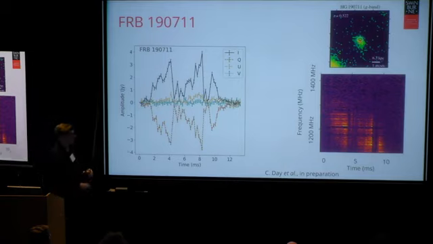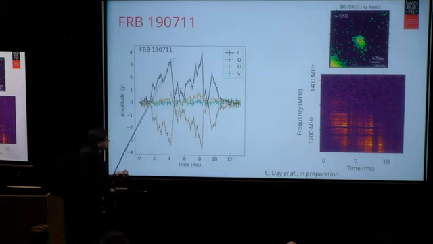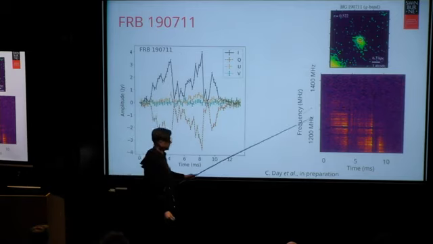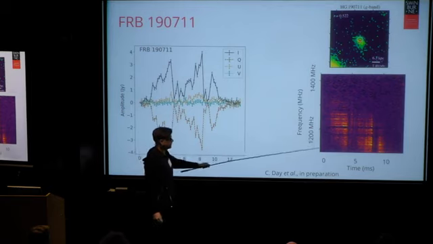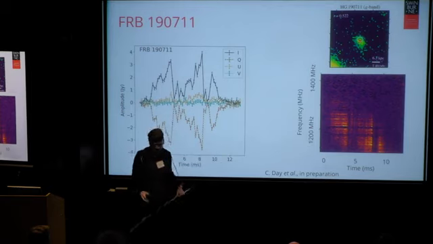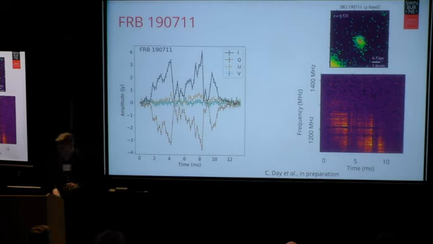Here's now finally an FRB that we haven't seen repeat, but shows again what we see from many of the repeater pulses. It's a very wide pulse profile, and shows the whatever, sad trombone thing. So we'd expect this one to repeat as well.